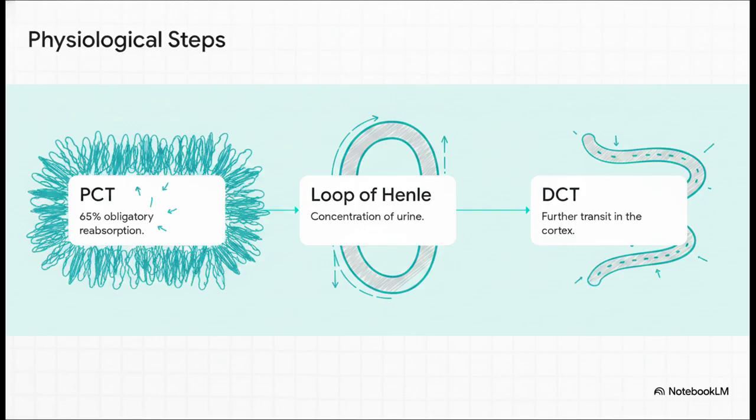Step 2 is the loop of Henle, where the thin descending and thick ascending limbs work together to concentrate the urine. Finally, step 3 is the distal convoluted tubule, which handles further transit and fine-tuning back up in the cortex, often under the direct influence of hormones like ADH for final water reabsorption.